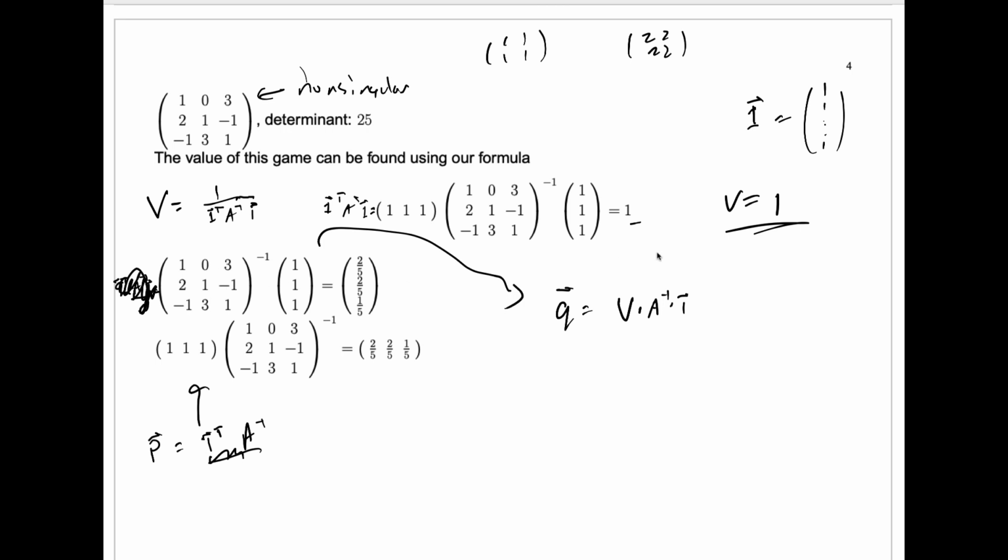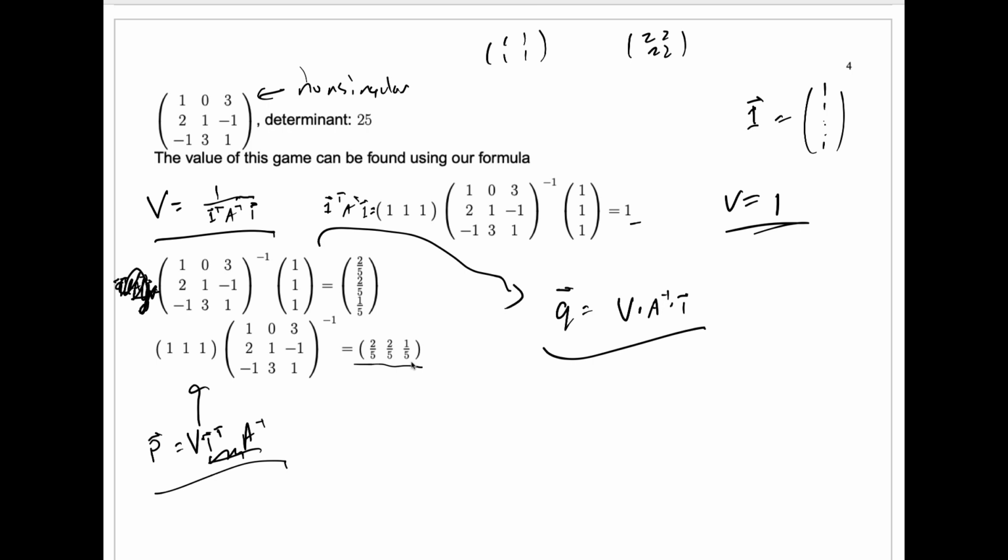So here's A inverse times 1. And that's what gives us our optimal strategy here. 2/5, 2/5, 1/5 for P, we have the value v times the transpose of 1 here, this 1 row vector, times A inverse. And again, the value is 1. If we do this computation, we get 2/5, 2/5, 1/5. So for this new game, where we had added 1 to each entry, we can use these very simple formulas that I've written down here to compute the value as 1, and these are the optimal strategies. P and Q, of course, are both identical, 2/5, 2/5, 1/5.